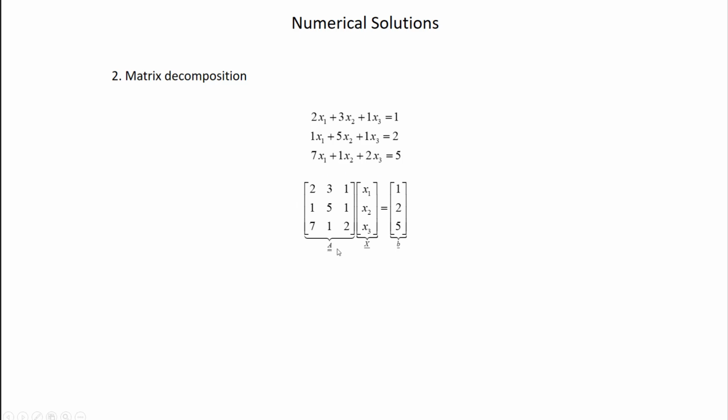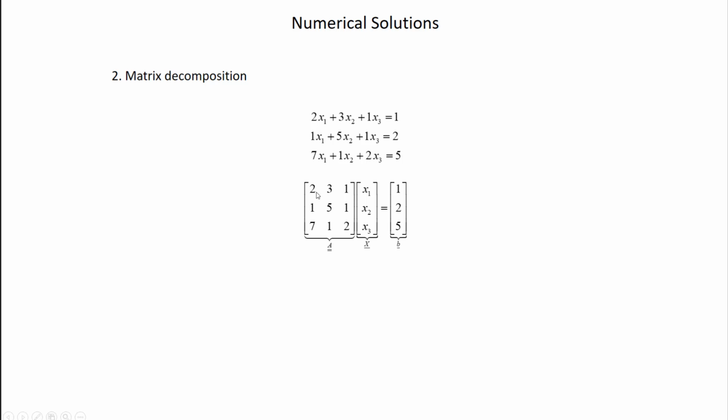I have A, which is my coefficient matrix, multiplied by X, which is my vector of unknowns, and then that equals some vector of constants, right? This equation and this equation are identical. This equation, though, once I get A and B, I can solve easily using any kind of matrix decomposition technique, right? And if you look carefully at what A is, right?